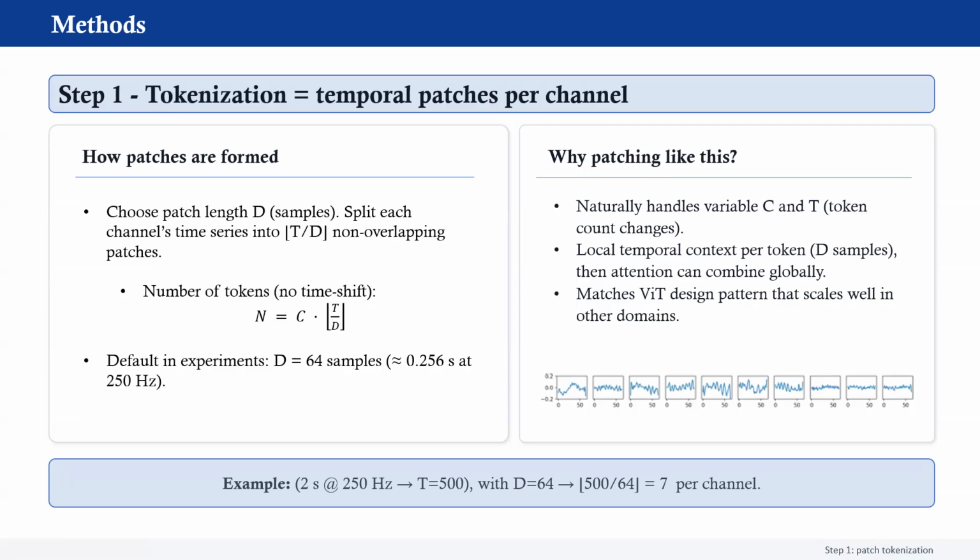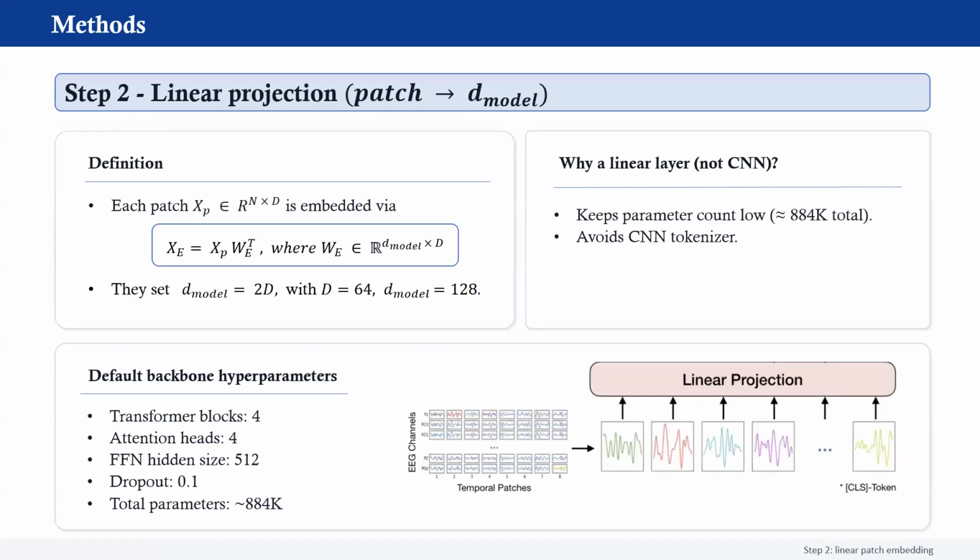Okay. So each token will have like 64 data points, right? Those are time samples. Yes, exactly. But each token is one channel, because they patch it channel wise. So XP is just N cross D. So all of your patches, and each patch is 64 time samples.